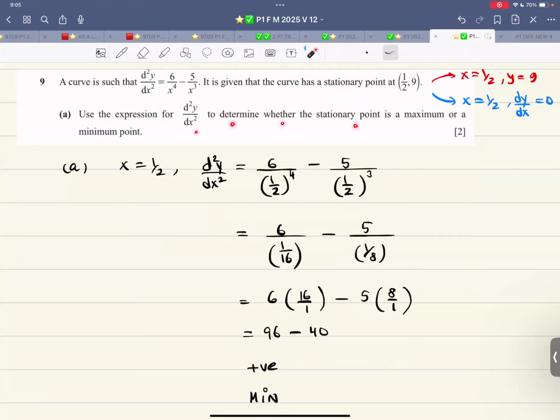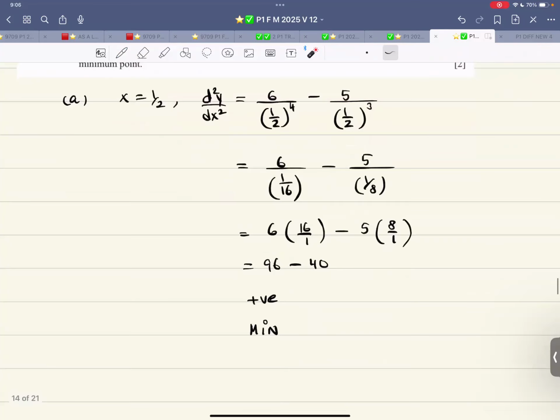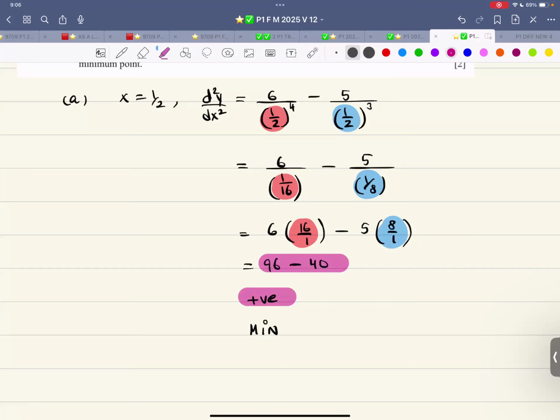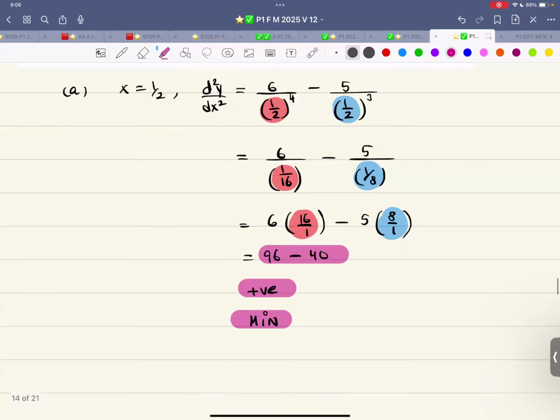Use the expression to determine whether the stationary point is a max or a min. X is half, just plug in. Look at all my working. Look at the beauty of this working. I have to exaggerate it so that you have a feel that you have to do it also. Make it worthwhile so that somebody can take a picture and post it on Instagram. If you have this intention, you can work out things as it is. Just do every single step if you want your A grade, nothing more. And then you get this answer. This is positive. You can write 56. You can simply write positive, and therefore it's a minimum.